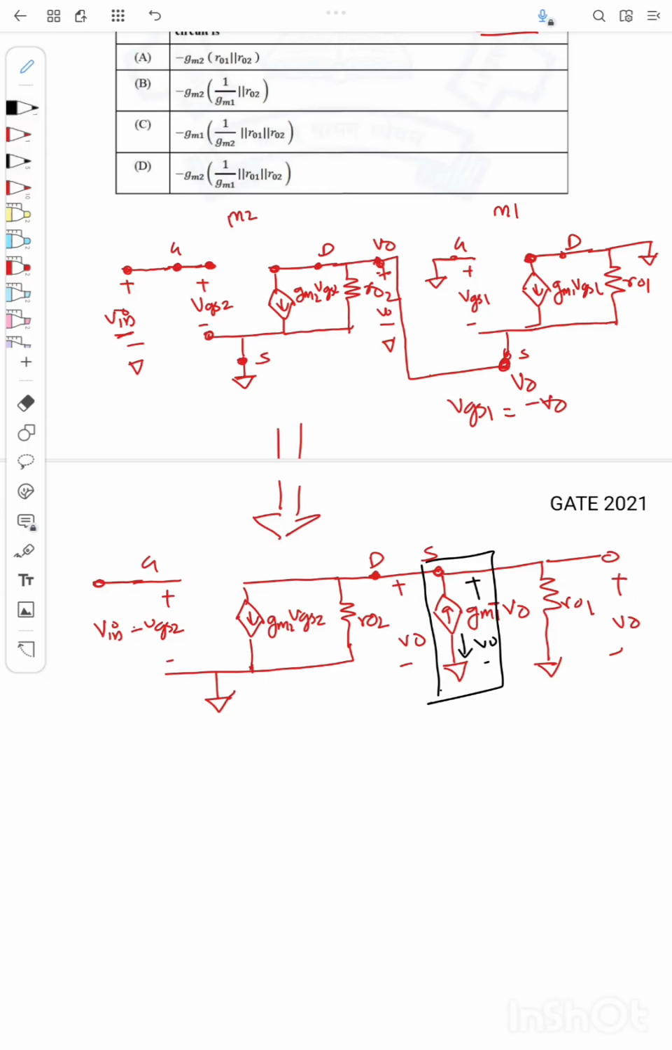And since it is across the dependent source, the voltage is V0, I can replace this using a resistor, right? And what is the resistance value? It is 1 by GM1. So the current is V0 by 1 by GM1, that is GM1 into V0.